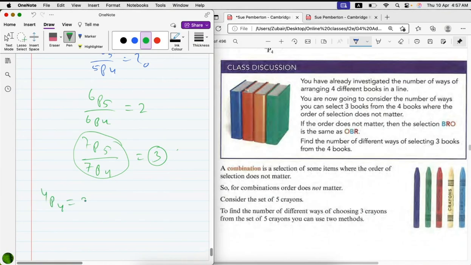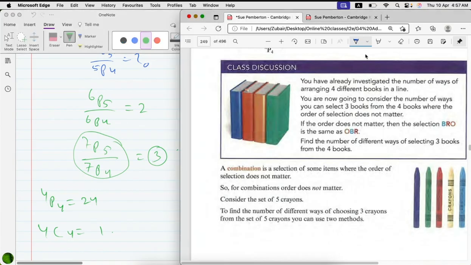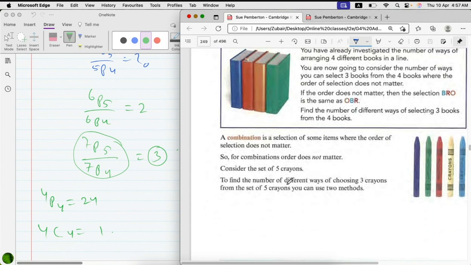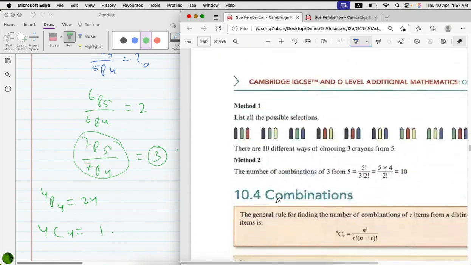4P4 gives me 24, and 4C4 gives me 1. That is the main difference between combination and permutation. Combination is a selection of some items where the order of the selection does not matter. So for combinations, order does not matter. Consider a set of 5 crayons. Find the number of different ways of choosing 3 crayons from a set of 5. We can use 2 methods.